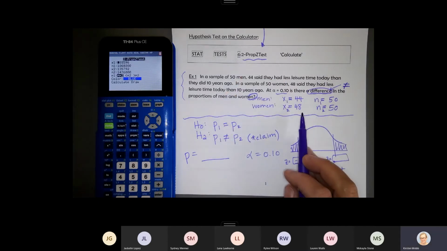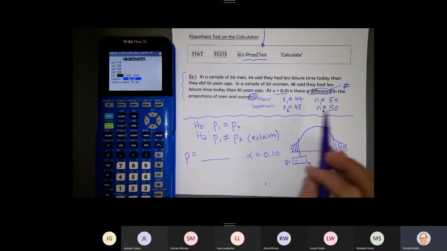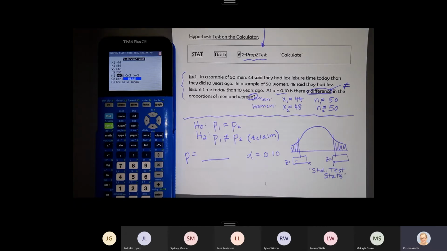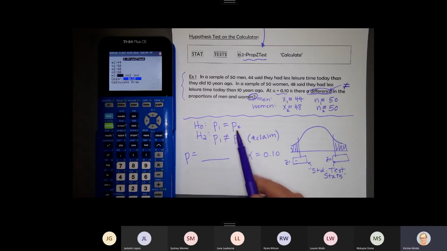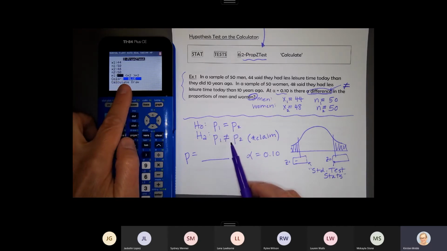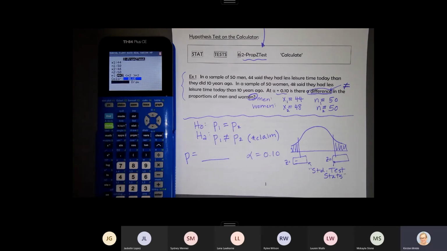And we want to put in our numbers, like the 44 out of 50 for x1 and n1, the 48 out of 50 for x2 and n2. And let's make sure that we represent the alternative hypothesis here. We used a not equal symbol, so we want to make sure not equal is selected. And go on down to calculate.